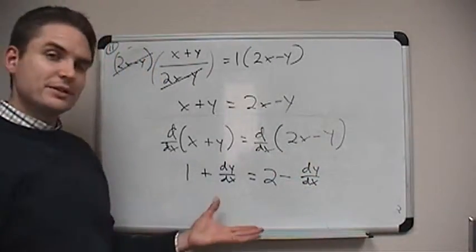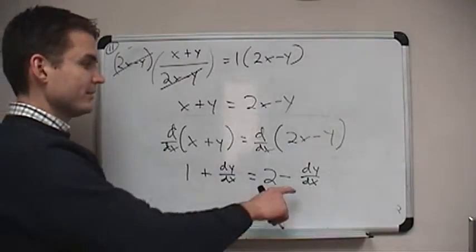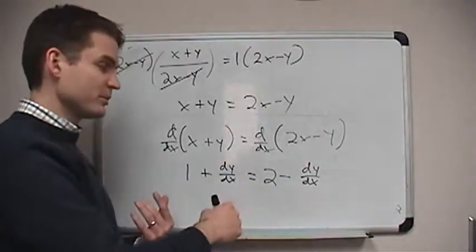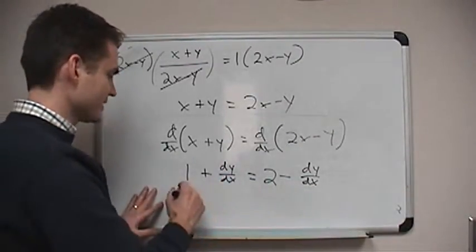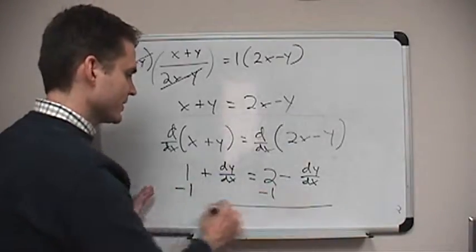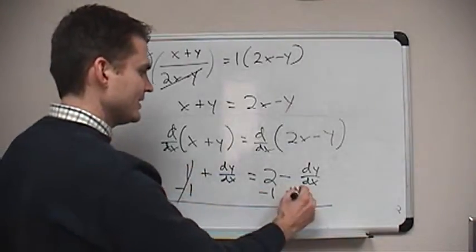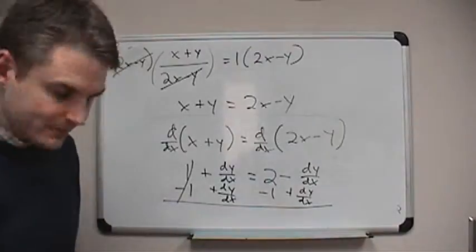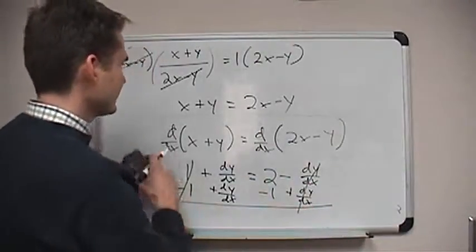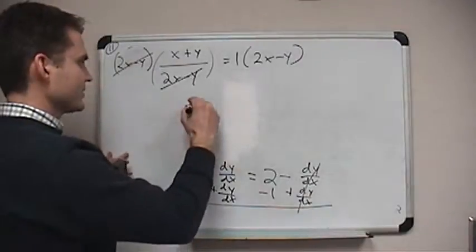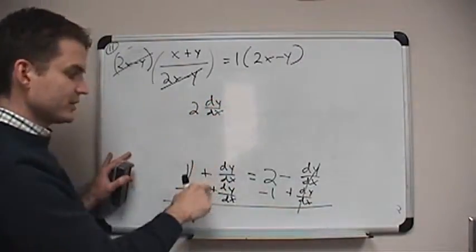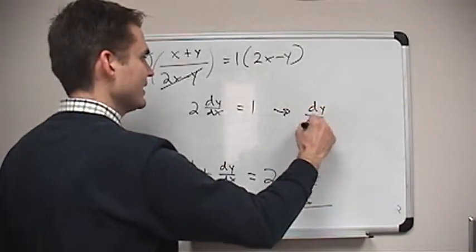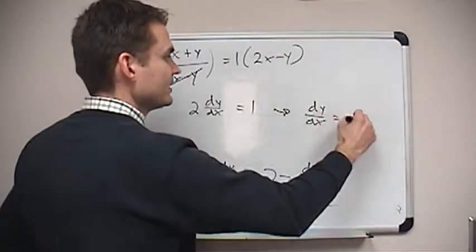All we have to do in this equation is solve it for dy/dx. So if you look, we've got two dy/dx's. We need to move them to one side. We need to get these constants over to the other side. So I'll subtract 1 from both sides, and I'll add dy/dx to both sides to get those terms to one side. And it looks like what I'll have left is 2 times dy/dx. I've got 2 of those added together, equals 1. So dy/dx, just divide both sides by 2, equals 1/2.